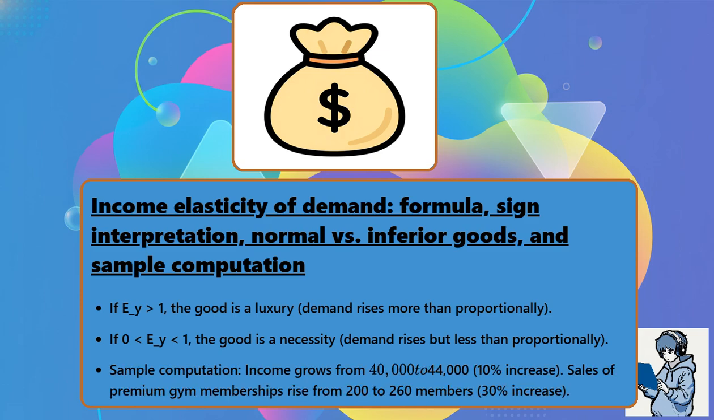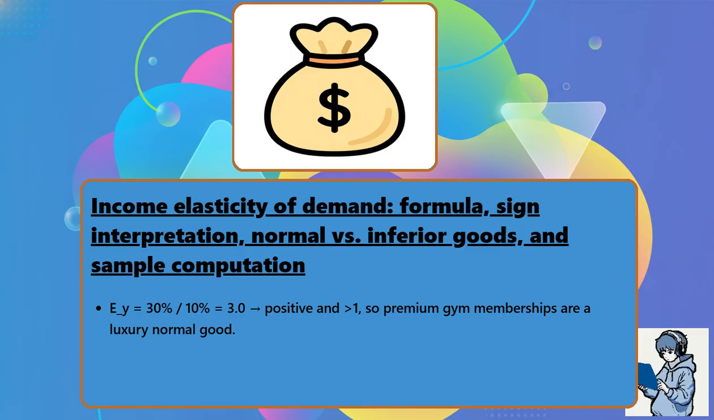Sample computation. Income grows from $40,000 to $44,000, a 10% increase. Sales of premium gym memberships rise from 200 to 260 members, a 30% increase. E sub Y equals 30% divided by 10% equals 3.0, which is positive and greater than 1, so premium gym memberships are a luxury normal good.